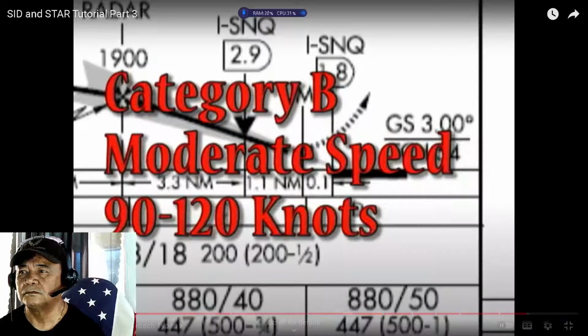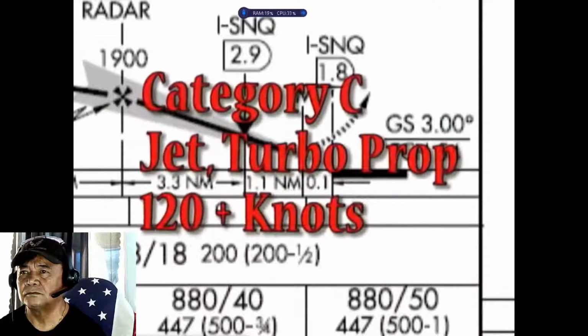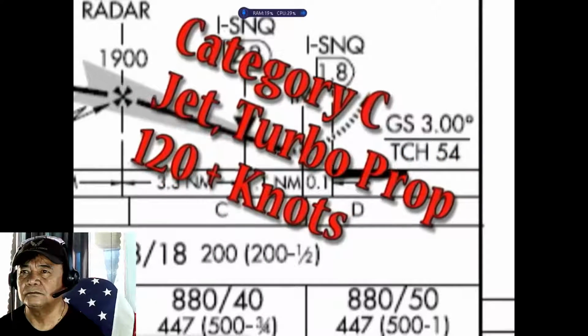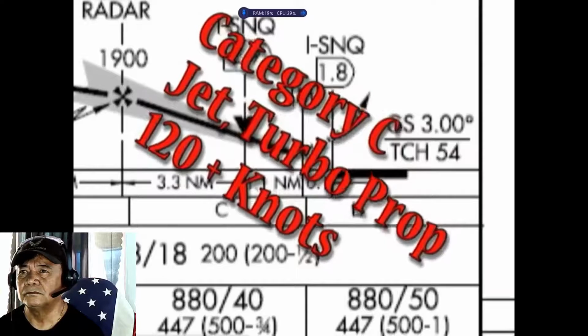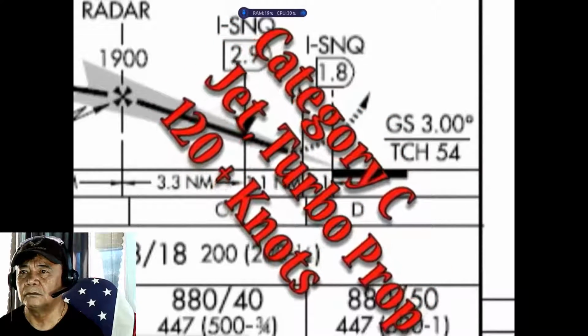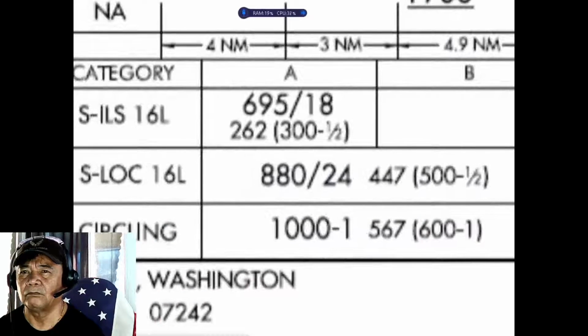Category B are aircraft that are usually moderate, about 90 to 120 knots, and category C and E, such as a heavy or 737, 747, are aircraft that are fast. They're jet, multi-turboprop aircraft, anything above 120. So values for the approach are shown below each category. These values represent altitudes and visibilities required for using the approach to land on that particular runway.